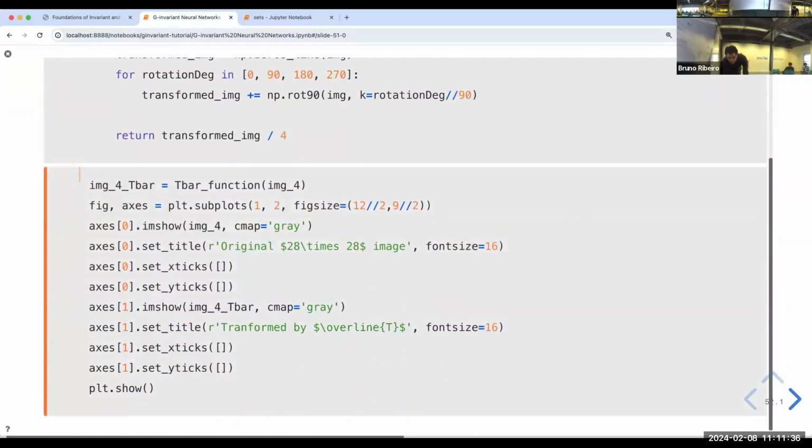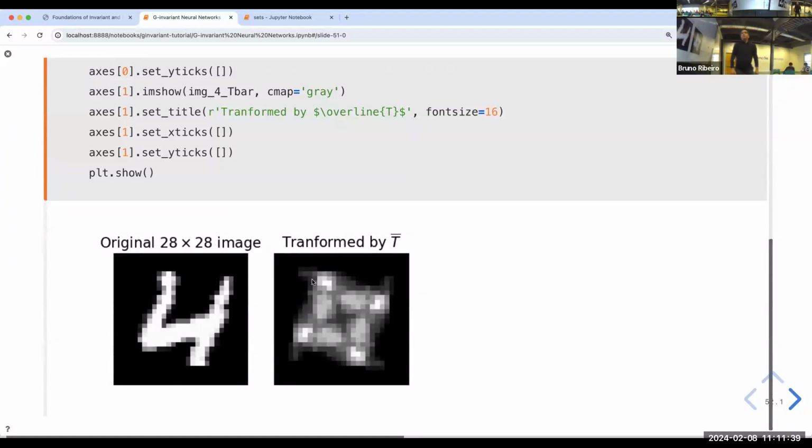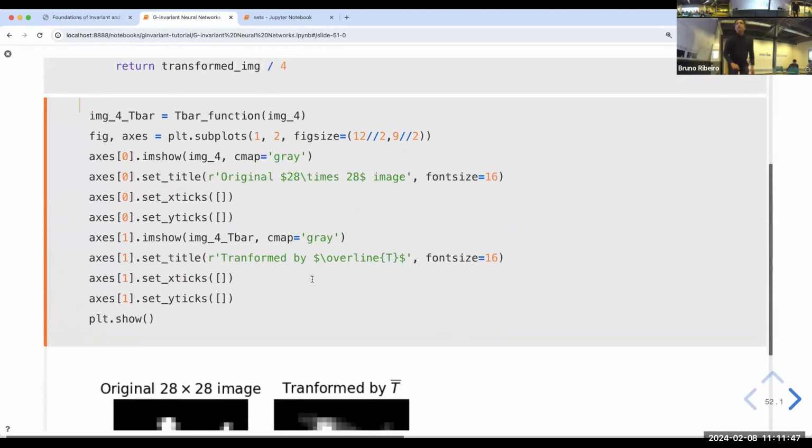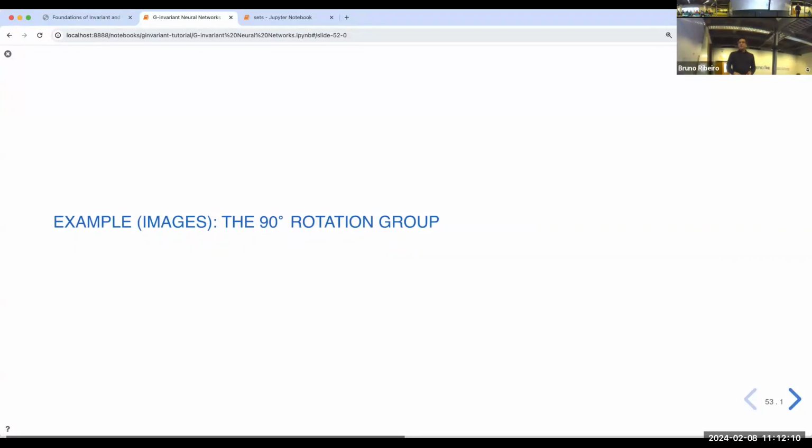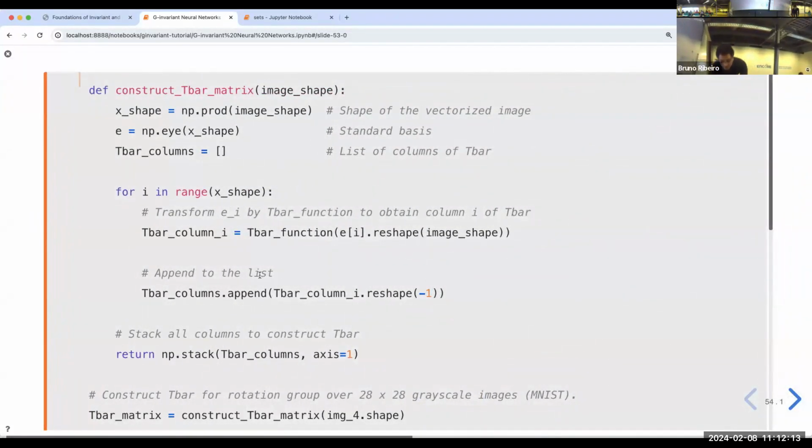And now I'm going to get the transformation T bar from the image. I'm applying T bar, the Reynolds operator, to the image. When I do that, I get this, okay? Can you see the symmetries there from rotation? If I rotate, it creates this symmetric version of the 4. So let's look at the code for this.